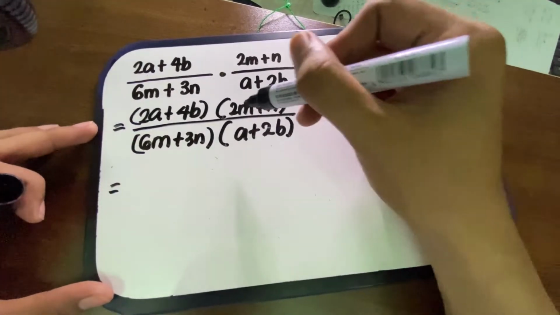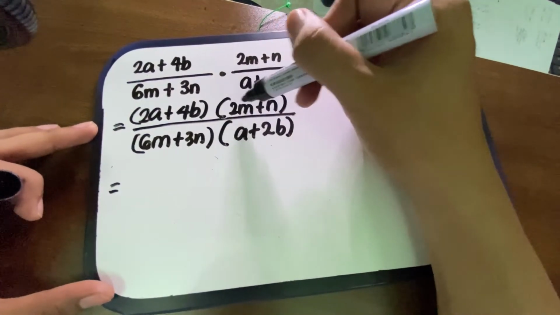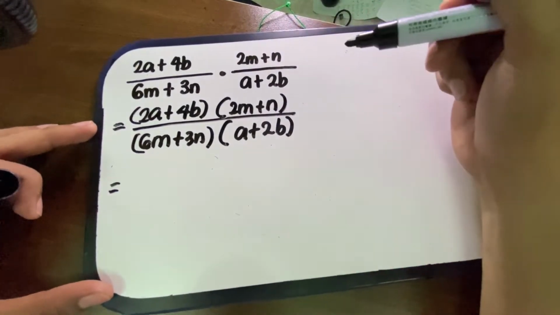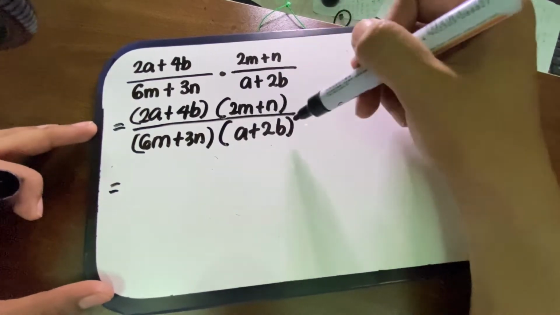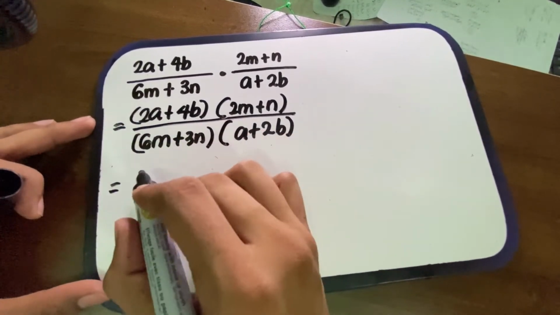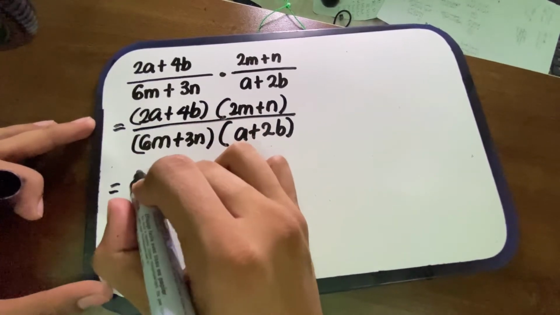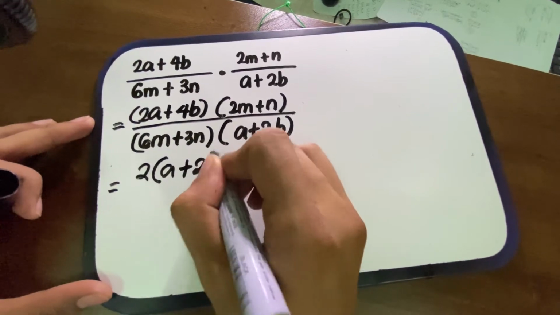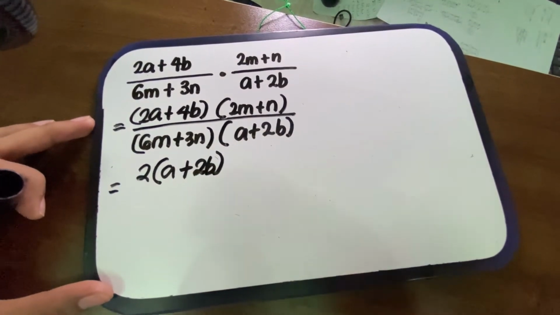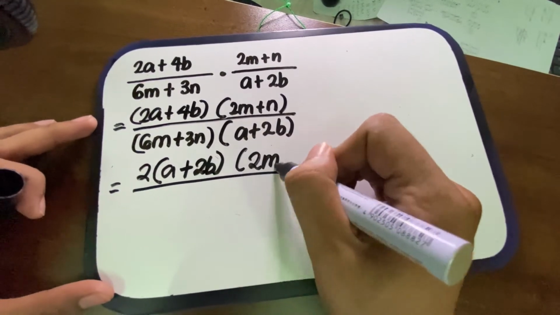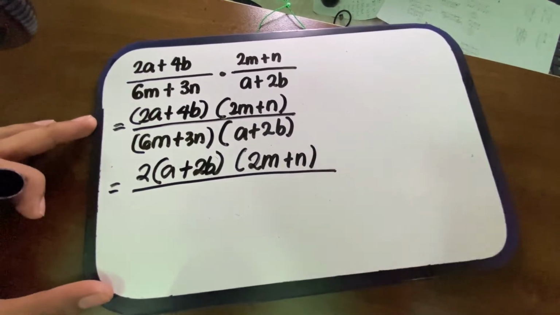So if you notice, these two terms, this one, we cannot factor, right? Because this is simplified already. So this one and this one only. So to rewrite this one, it will become 2 times a plus 2b. So factoring the GCMF, then copy 2m plus n.